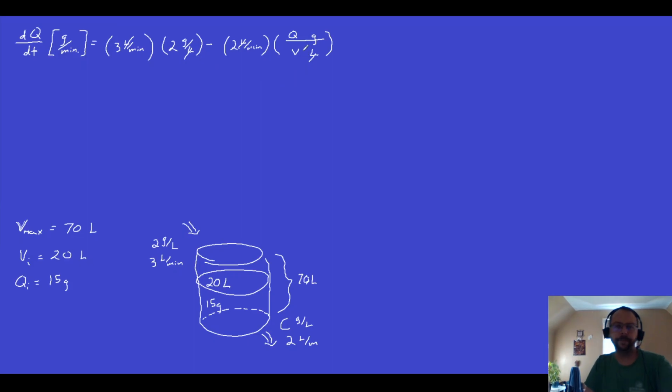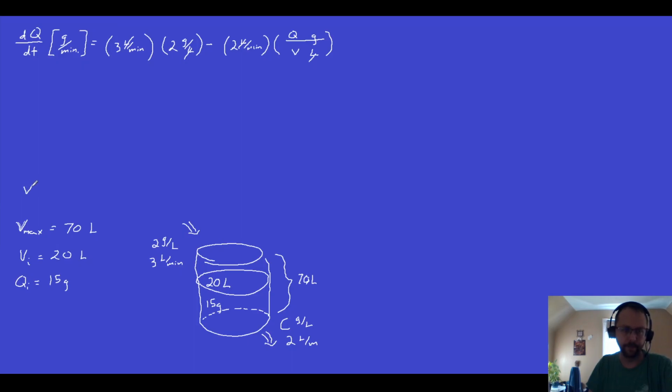Now, Q is a function of time. The quantity changes as time changes. Volume in this case is also a function of time. The volume changes as time changes, because as time changes, this is going to be filling up, so the volume that we have will be greater. The end goal is to solve this differential equation for Q, to find a function of Q. But in order to solve that, we're going to need to find a function for volume, and that's relatively simple, so we can just think about it and come up with that.